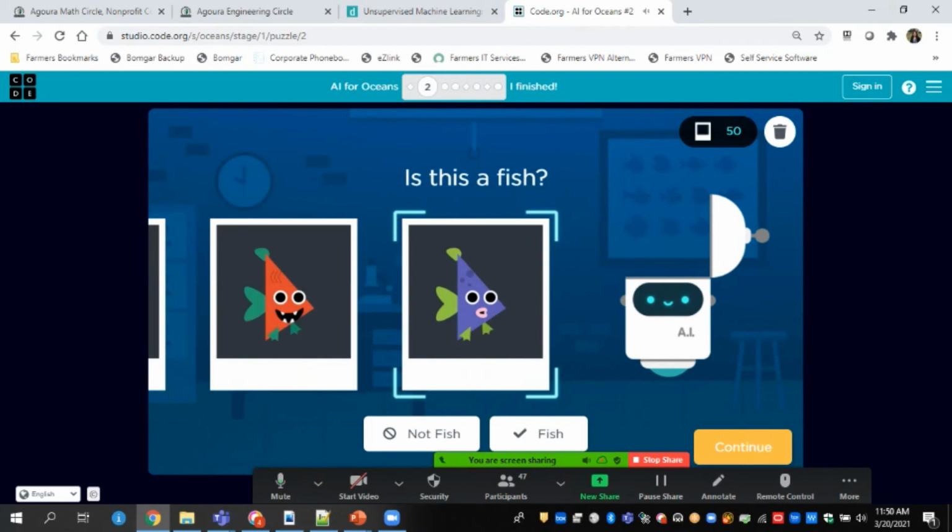So this is the process where you're doing supervised learning, where you're feeding a bunch of data. You also labeled it to say it's fish or not fish, and the AI is trying to learn from whatever you taught it to be.